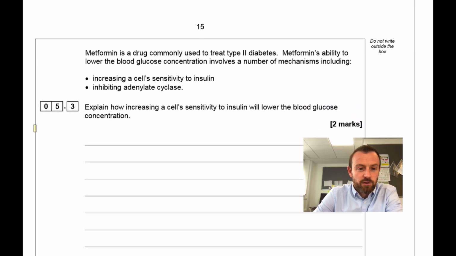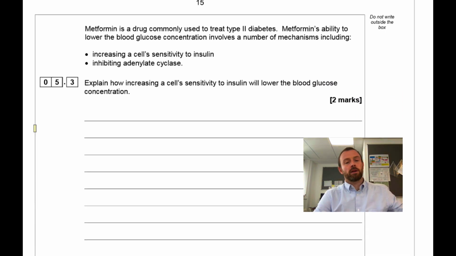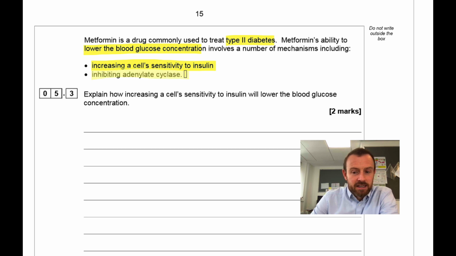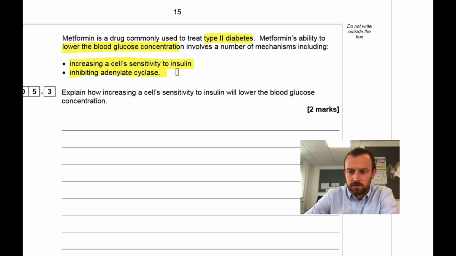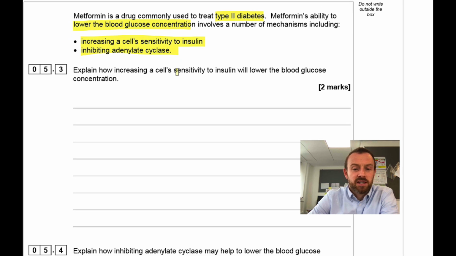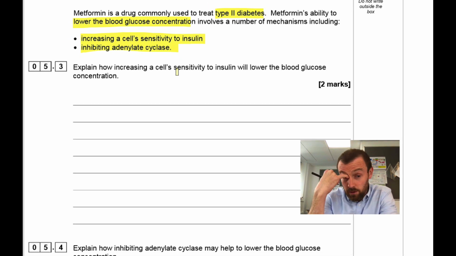All right, moving on to 5.3. Metformin is a drug commonly used to treat type 2 diabetes. Metformin's ability to lower the blood glucose concentration involves a number of mechanisms, including increasing a cell's sensitivity to insulin, inhibiting adenylate cyclase. Explain how increasing a cell's sensitivity to insulin will lower the blood glucose concentration.